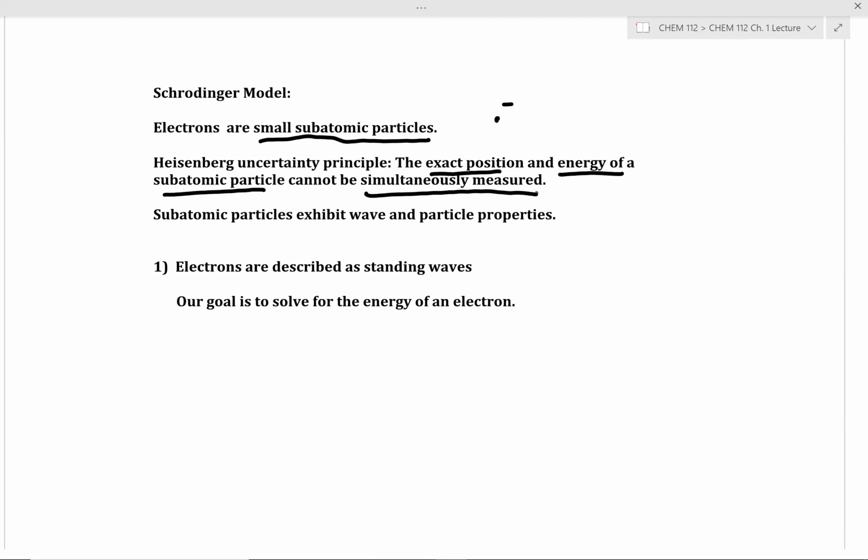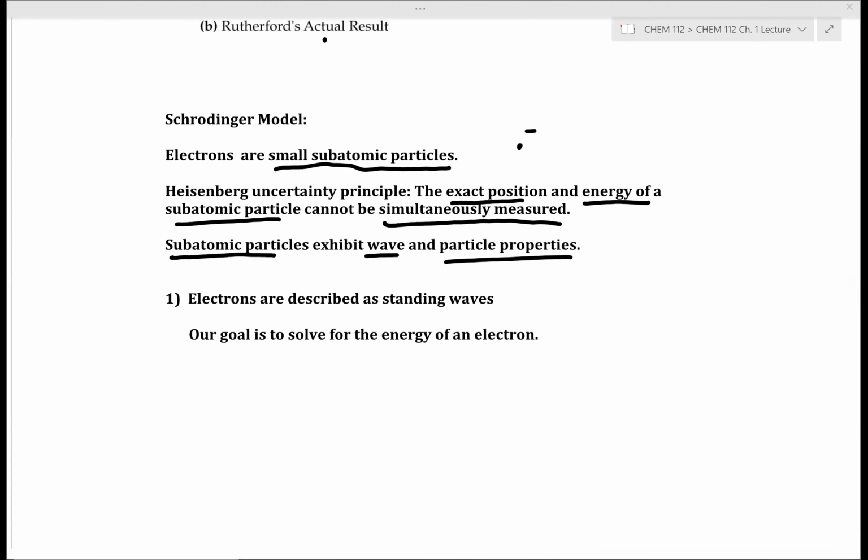Additionally, subatomic particles exhibit wave and particle properties. If we look at electron behavior, for example through a double slit experiment, you'll see that these small fundamental subatomic particles act a lot like waves under certain experimental conditions. Now, this is really the origin of the Schrodinger model and the wave function. So let's switch, one moment.